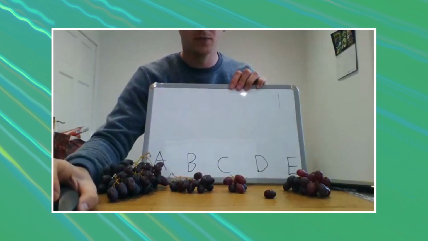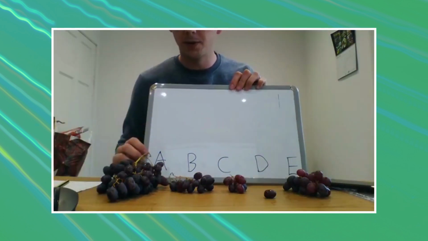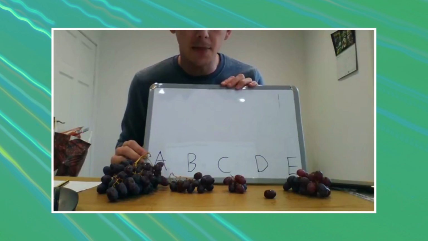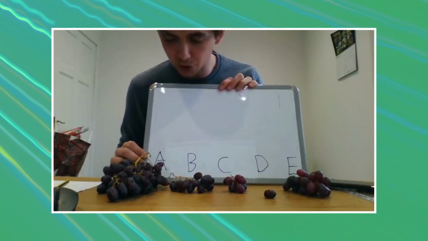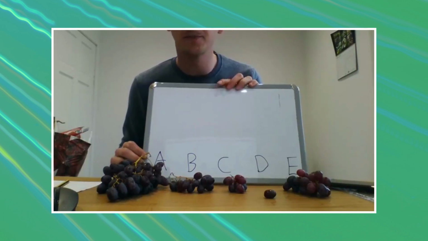First of all, which group do you think is the biggest? Which one has the most number of grapes? You're going to have to estimate them out using the information you can see and that you know. Which set of groups do you think is the biggest?